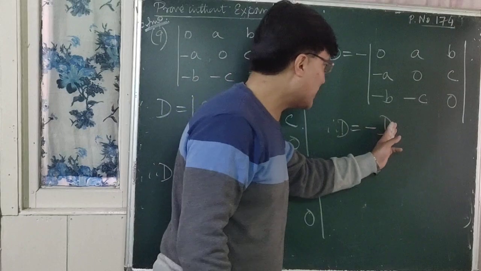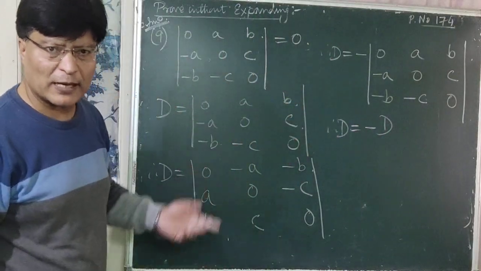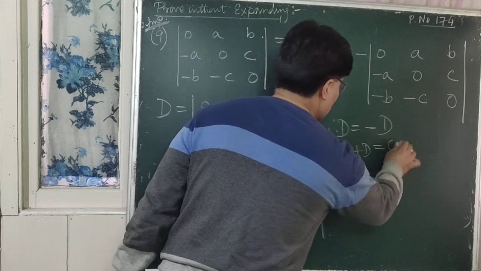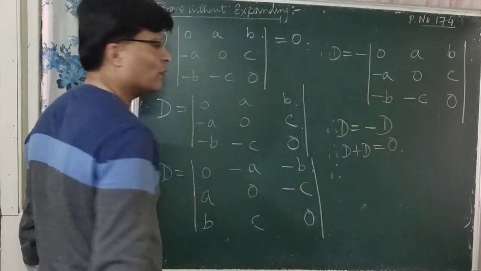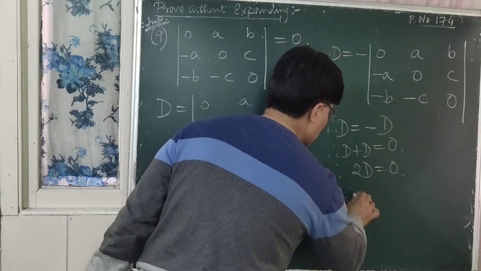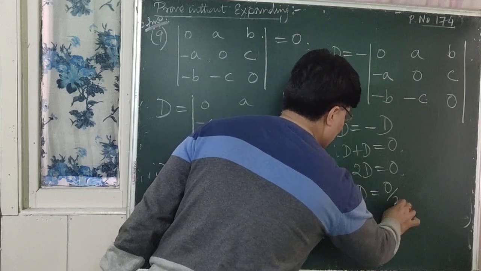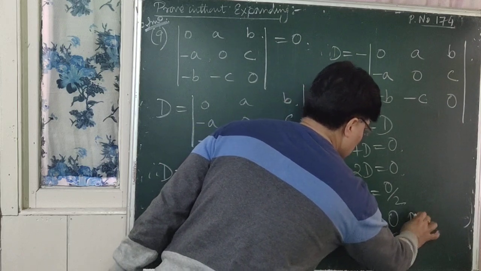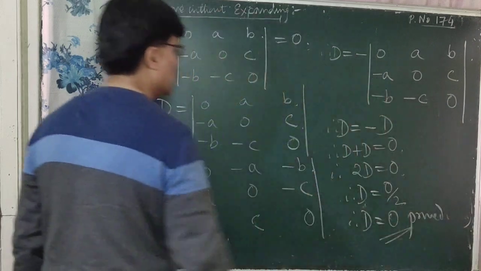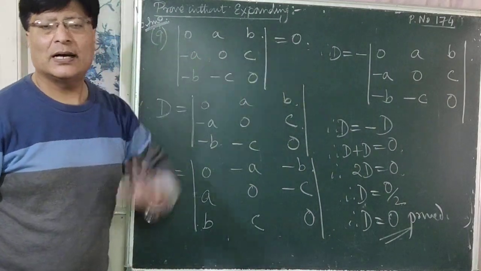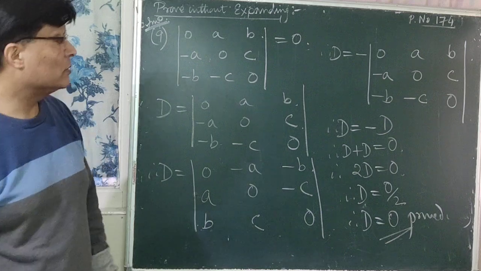Now let us take this minus D to the left hand side. It becomes plus. That is D plus D is equal to 0. Therefore, what is D plus D? 2D is equal to 0. That means D is equal to 0 by 2. That is, D is equal to, what is 0 by 2? It is always 0. Good. That is D is equal to 0. That is LHS is equal to RHS, which is equal to 0.